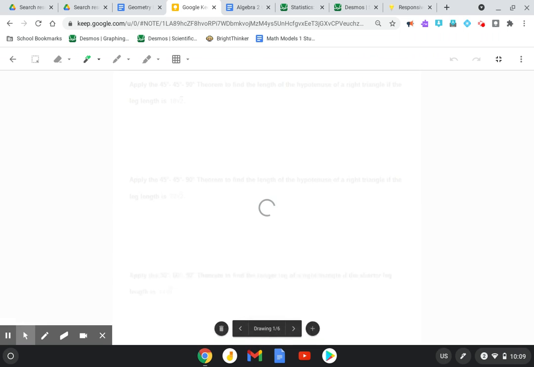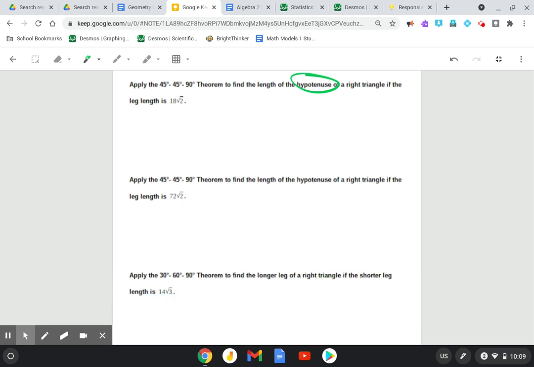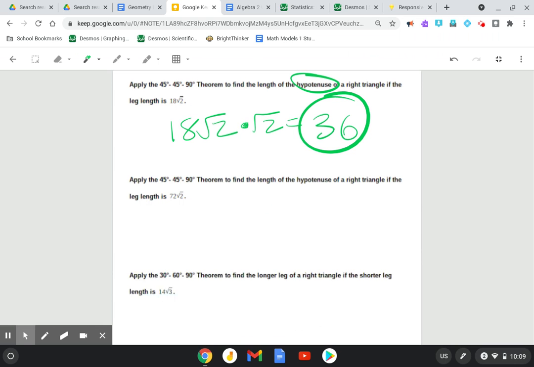This one's very similar. It's actually the exact same. Find the hypotenuse. We know it's 18 square root of 2. We're going to multiply by the square root of 2, and so it's going to be 36. Again, hypotenuse, 72 square root of 2 times the square root of 2 gives me 144.